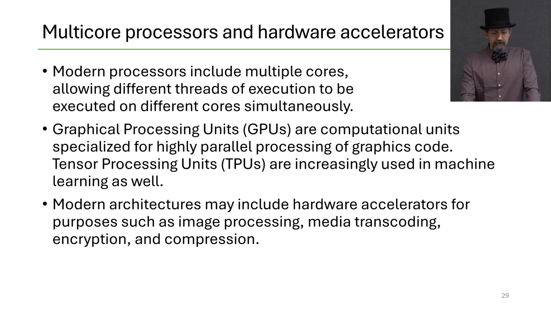Modern processors often include multiple cores, which allow different threads of execution to be executed on those different cores simultaneously. We also see today graphical processing units, which are computation units specialized for highly parallel processing of graphics code. That's how you get really realistic graphics to be computed very quickly and shown on the screen. These days, machine learning uses a lot of computation time, and there are specialized tensor processing units, which have some similarities to graphical processing units, to speed that up as well. Modern architectures might also include hardware accelerators for common operations such as image processing, media transcoding, encryption, and compression.